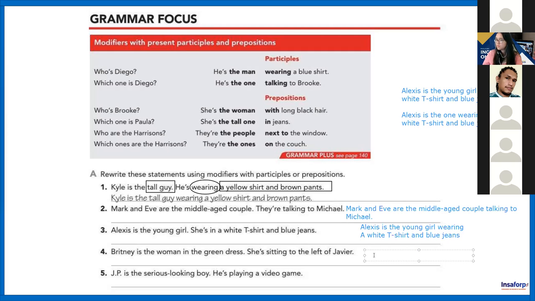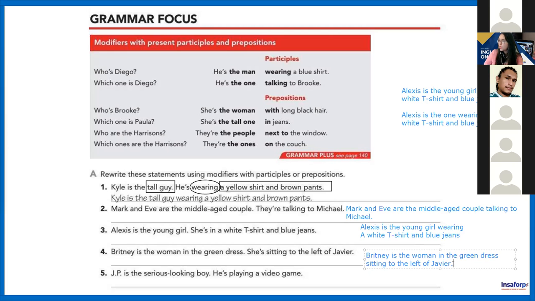Brittany is the woman in the green dress sitting to the left of Javier. Yeah. Brittany is the woman. The woman in the green dress. Sitting to the left of Javier. ¿Qué sitting? La que está sentada. Sentada. Right? Brittany es la mujer de vestido verde sentada. Está sentada a la izquierda de Javier.